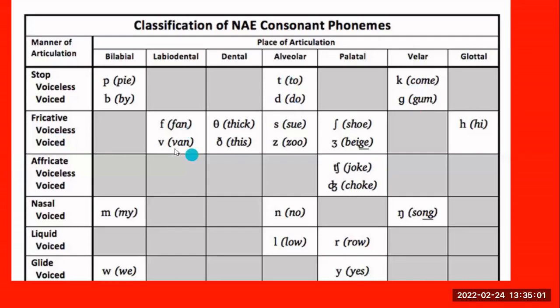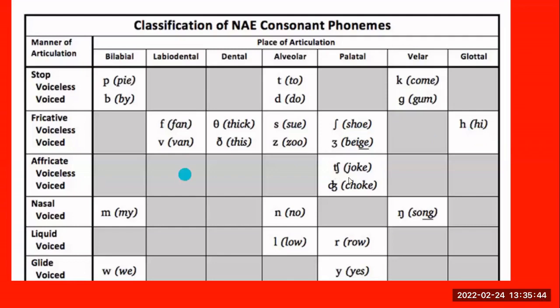Then the fricatives have to do with a hissing sound, and then you have the labiodental fricative, as you have in fan, and as you have in van. Then you have the dental fricative, as you have in thank, and as you have in these. Then the alveolar fricatives, as you have in sue and as you have in zoo. The palatal fricative, as you have in shoe and as you have in beige. Then you have the glottal fricative, as you have in high.